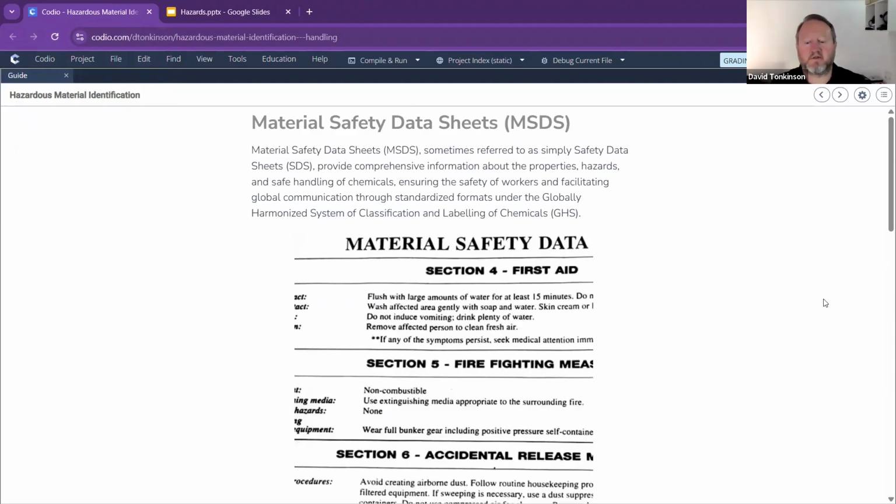Okay, so how do we control this in the data center? Within the data center, you must have a material safety data sheet. It's sometimes truncated into the safety data sheet, the SDS. It must provide comprehensive information about the properties, hazards, and safe handling of chemicals. The idea of this is to ensure that you and the environment and everything else is safe.